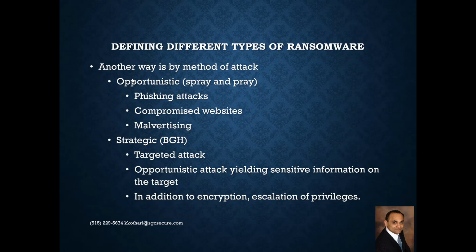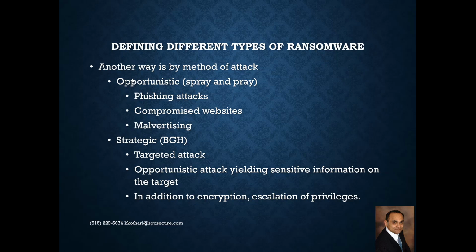Another way to define ransomware is by method of attack. So we define that as opportunistic or strategic types of attacks. Opportunistic attacks are really spray and pray attacks. Mass phishing campaigns, compromised websites, malvertising. Really, we don't have any specific targets in mind in an opportunistic attack. It is truly a spray and pray type of attack. Strategic attacks are more targeted attacks.